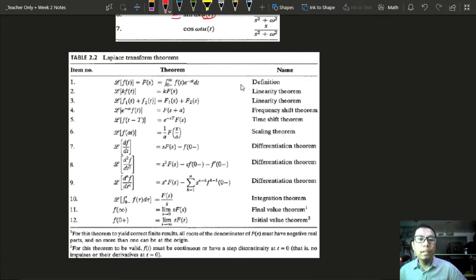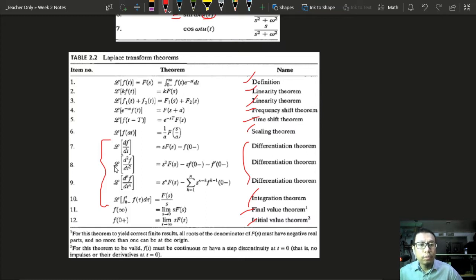Okay, so you have the definition, linearity, frequency shift, time shift, scaling, differentiation, integration, final value, tsaka initial value theorem. Okay, so I believe most of this nadaan na naman natin nung nag-aral tayo ng advanced math before. I would assume na alam natin kung paano yung paggamit nito. Pero just to clarify din na itong differentiation at integration properties ang mas madalas natin gagamitin, especially here sa control systems engineering.